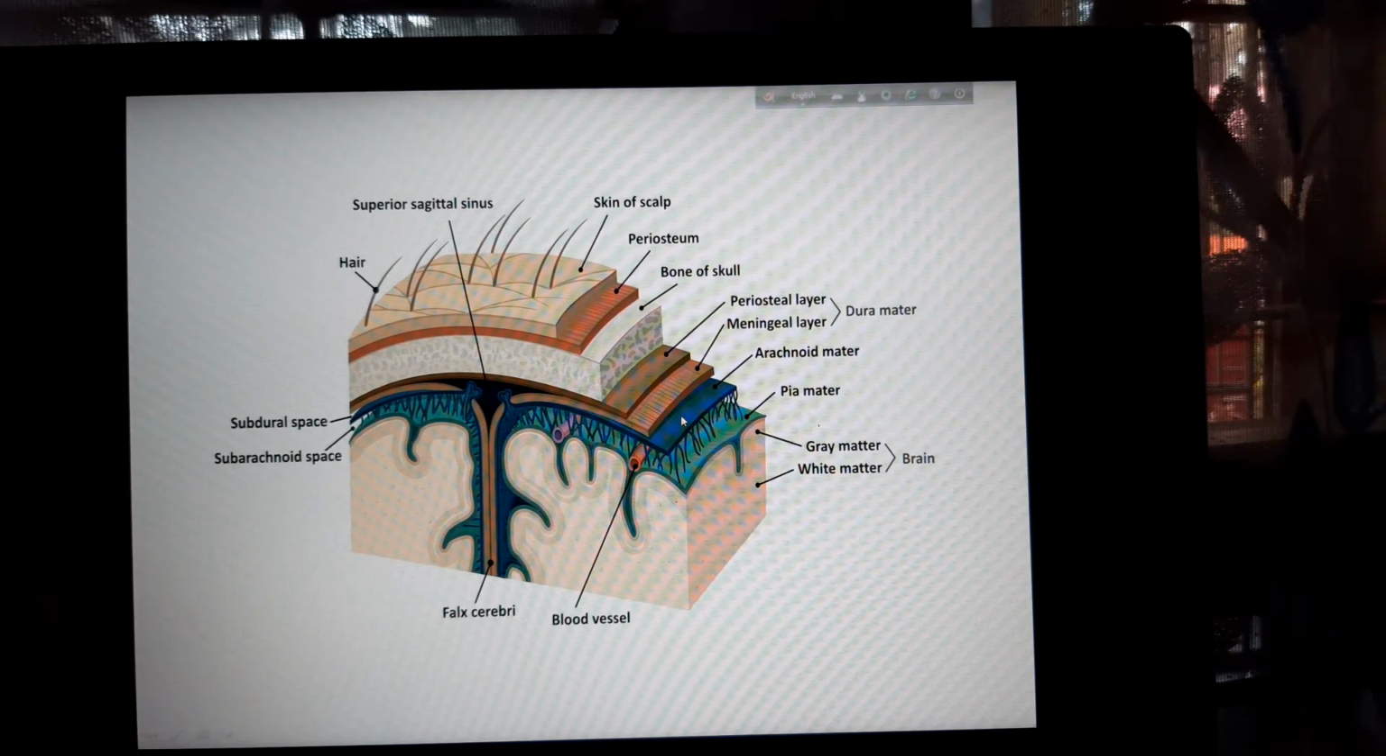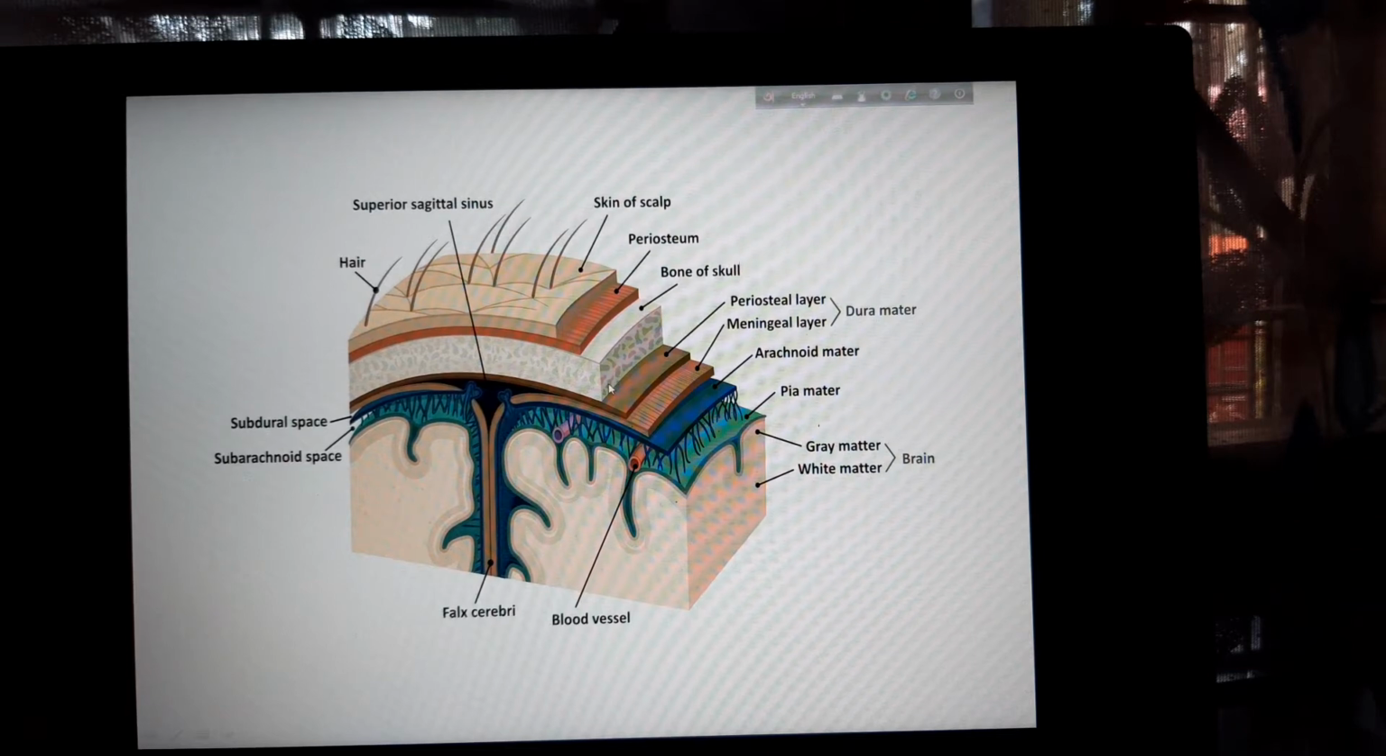It is called the subdural space, the space between the dura mater and the arachnoid. Again, there is a space between the arachnoid and the pia mater. This is the pia mater. The space between the arachnoid and the pia mater is called the subarachnoid space. This is the meninges.